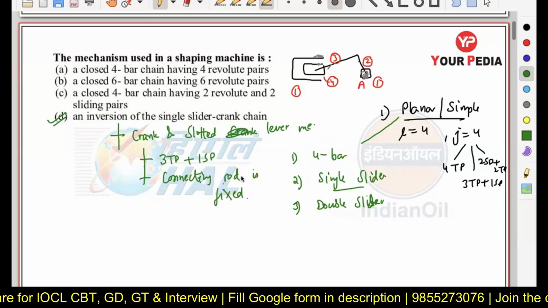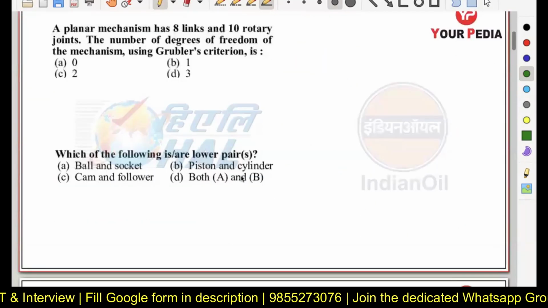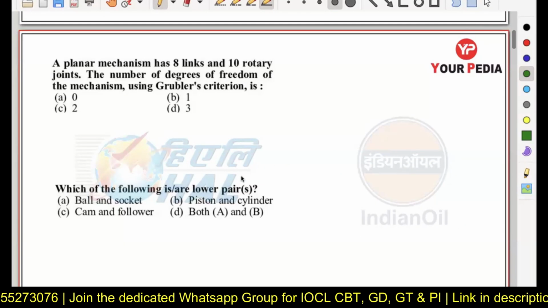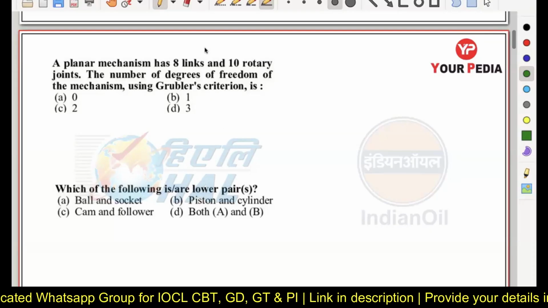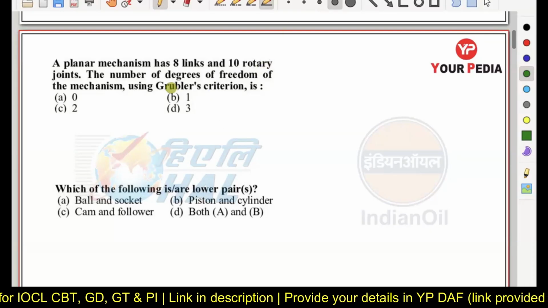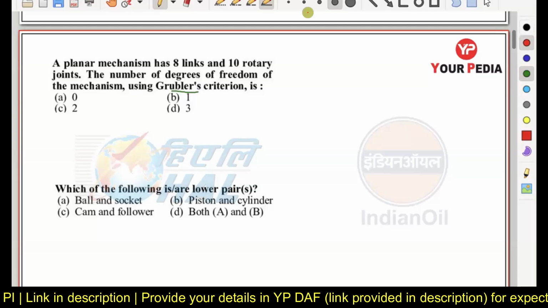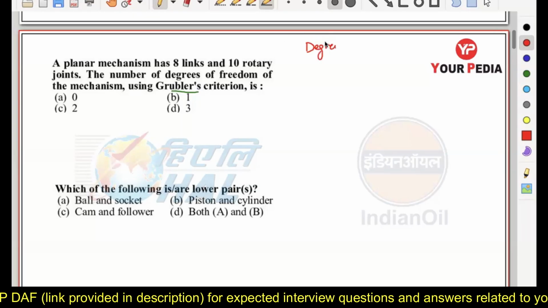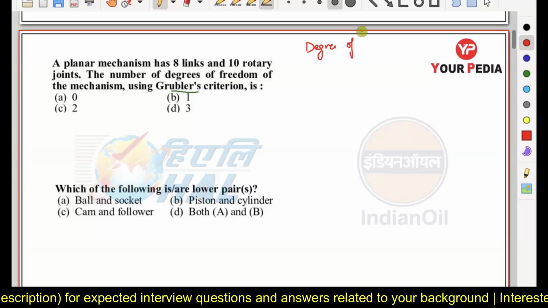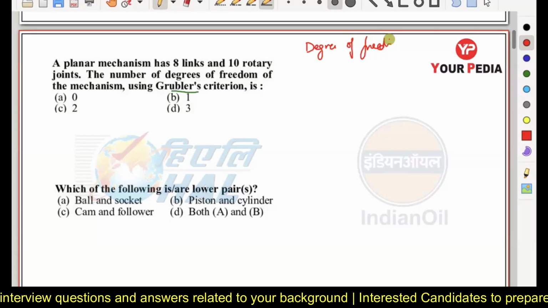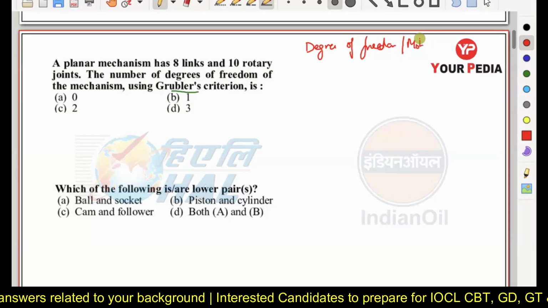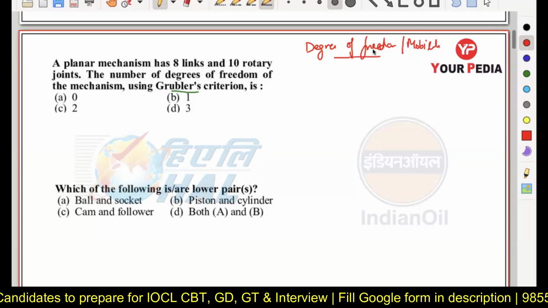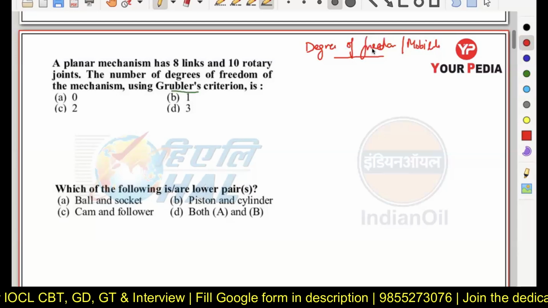Now coming back to the next question. A planar mechanism has 8 links and 10 rotary joints. The number of degrees of freedom of the mechanism using Grubler's criterion is going to be? Now, what is Grubler's criterion? Grubler's criterion is used to calculate the value of the degree of freedom. By the way, it is also known as the Kutzbach criterion. It is used to calculate the degree of freedom, or we can say the mobility of the linkage. What does it tell us? If you look at the definition of degree of freedom, it may have different types of definitions.